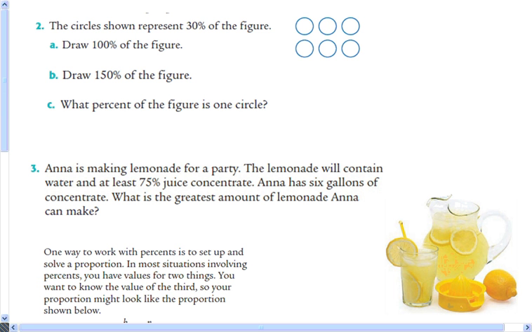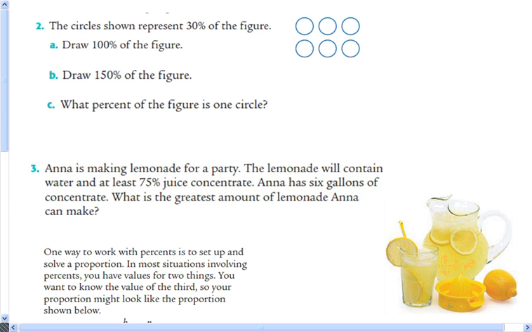Number 2. Here it says the circles show 30% of the figure, and it says draw 100% of the figure. And then it says draw 150%, and what percent of the figure is one circle. All right, so I'm going to do part A, and then I'll let you think about parts B and C. And if you need help, I'll help you with that in class.